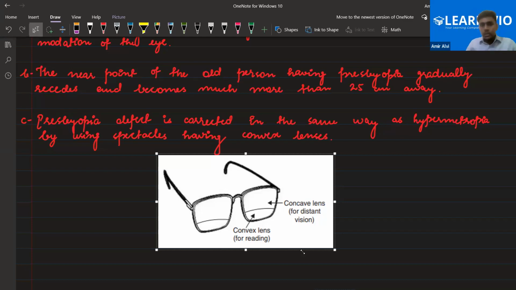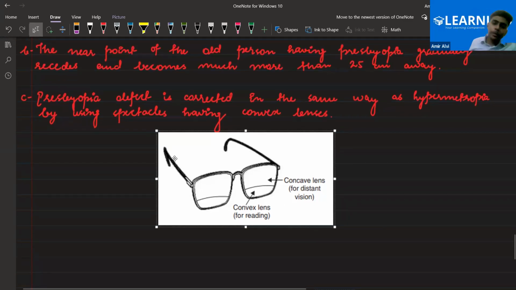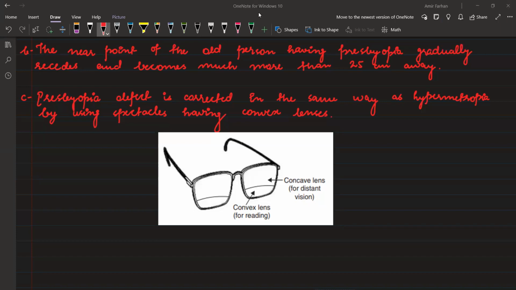Okay, you can see this, Shazil, this is presbyopia. As you can see, the lower part is the convex lens for reading at the near point, and the concave lens is for distant vision. This is used when the person is suffering from both hypermetropia and myopia simultaneously, right? Clear, Shazil? So this is presbyopia.